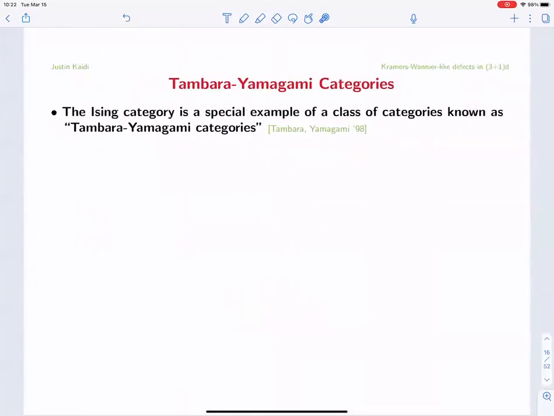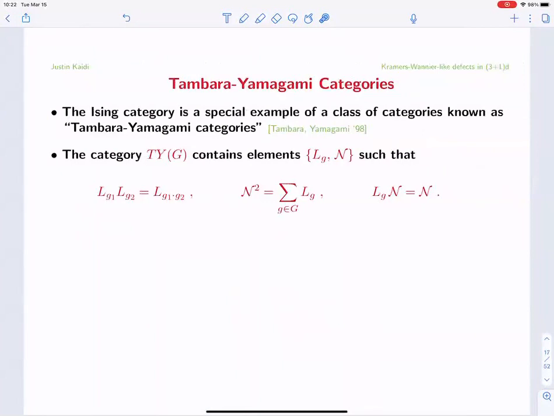In order to do so, it's actually useful to generalize slightly, just to see the power of all of this. So it turns out that the Ising category is a special example of a larger class of categories which are known as Tambara-Yamagami categories. These have some sort of long, scary Japanese name, but they're actually extremely simple categories. They're really the simplest categories beyond just a group.